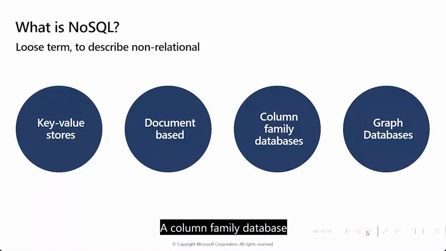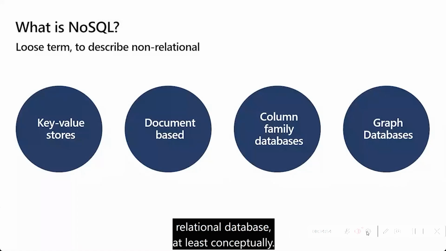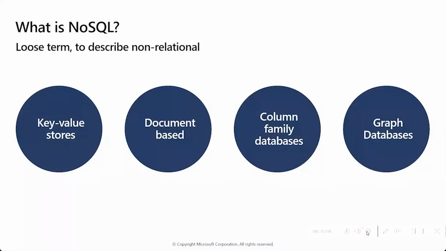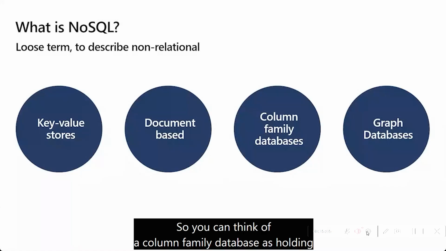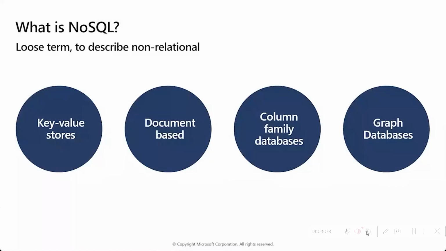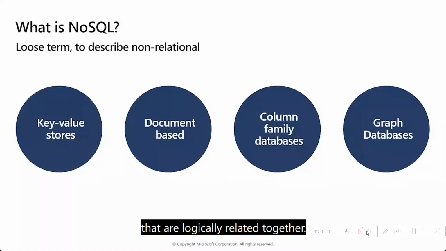A column family database organizes data into rows and columns. Examples of these structures include ORC and Parquet files. A column family database can appear very similar to a relational database, at least conceptually, but the real power of a column family database lies in its denormalized approach to structuring sparse data. You can think of a column family database as holding tabular data comprising rows and columns, but you can divide the columns into groups known as column families. Each column family holds a set of columns that are logically related together.